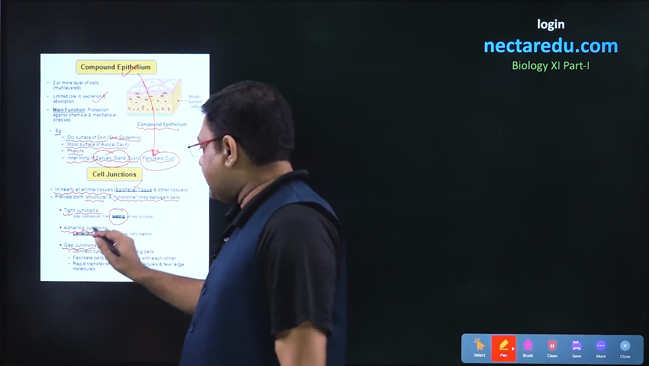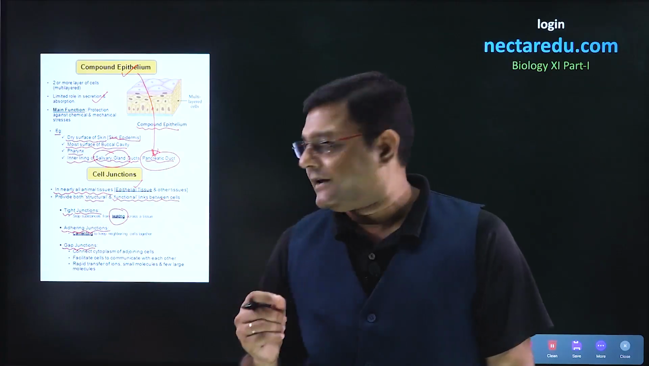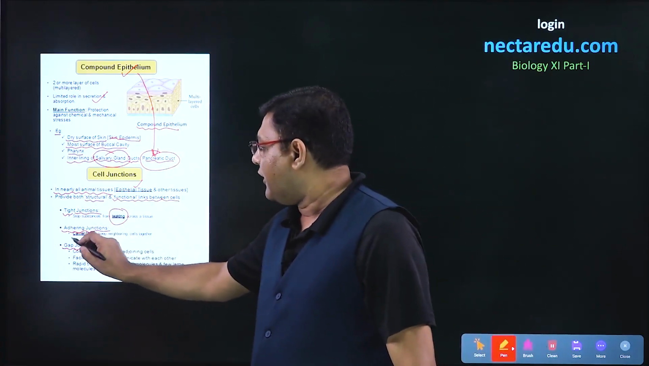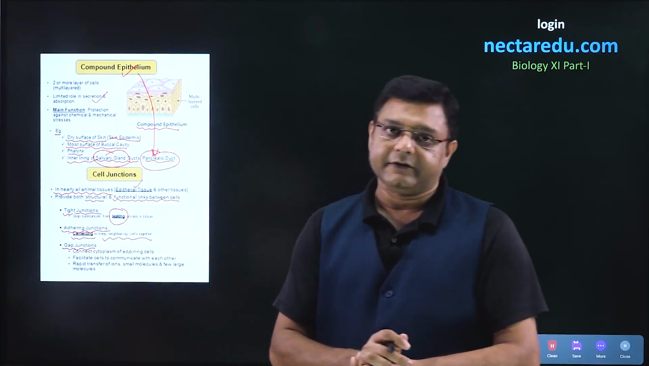The second type is adhering junction. The term adhering means to stick or cement. So these junctions perform the function of cementing to keep neighboring cells together.